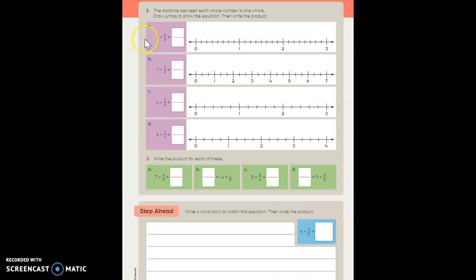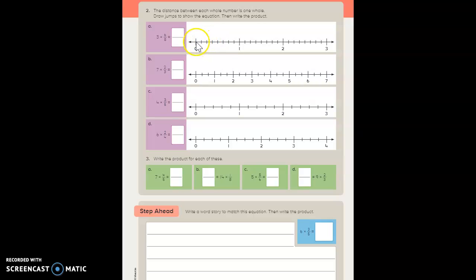Okay, last thing is I'll show you how to do 2a. So it says the distance between each whole number is 1 whole. Draw jumps to show the equation, then write the product. So here I'm multiplying 3 times 6/8. So I know I'm taking 6/8 3 times.